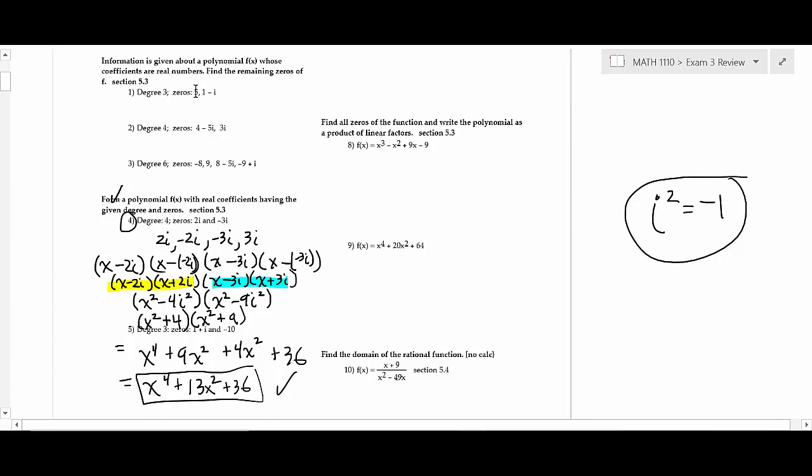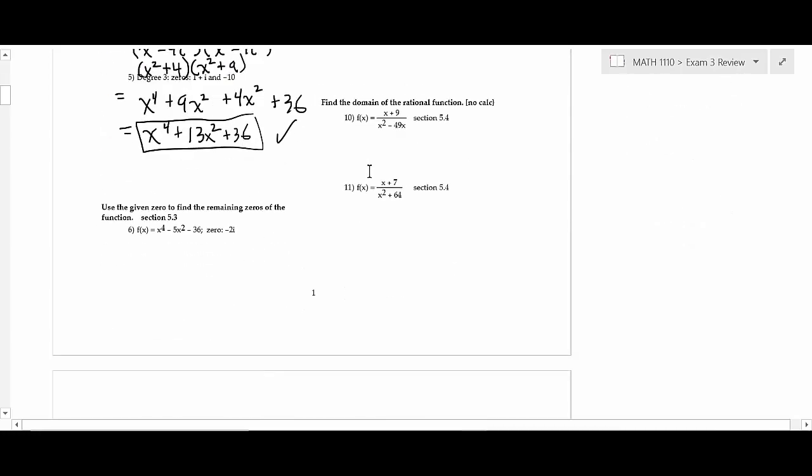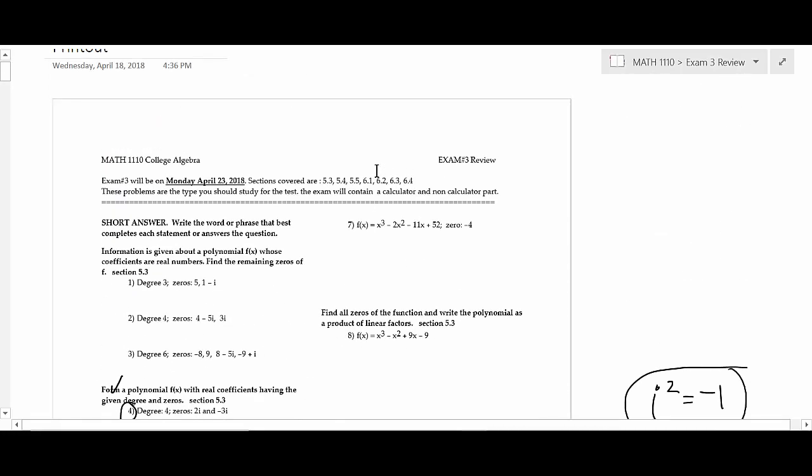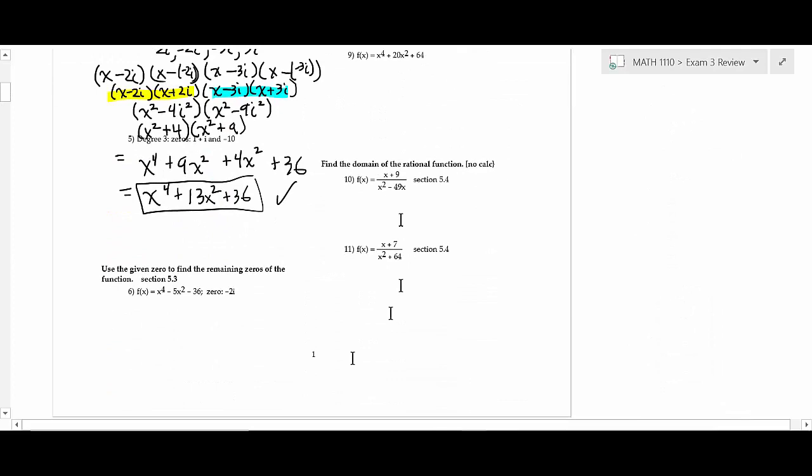You want to know the complex conjugate theorem. That's kind of applying the same thing. Okay, next thing I'd like to review is the zero. So what I do on a test is I give you a polynomial and I give you a zero. Okay, I give you the first zero.